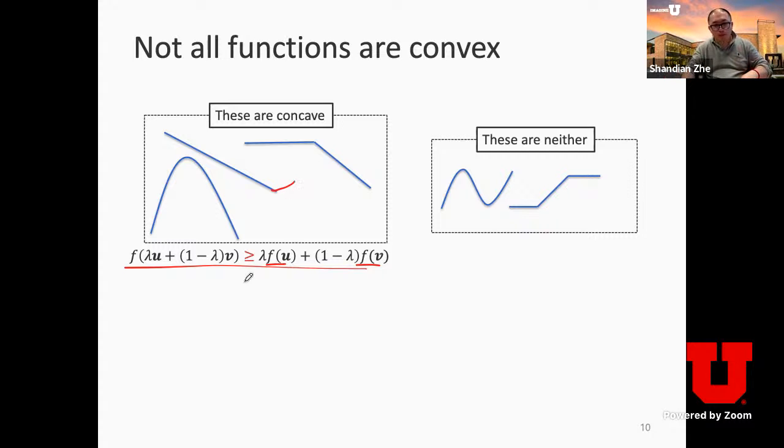Why? Because for linear functions, we have an equality here. We don't have strict positives, we don't have strict negatives, we have equality. So it satisfies both inequalities. And this negative quadratic function, this minimum function.